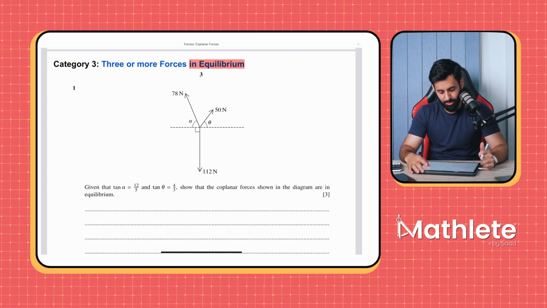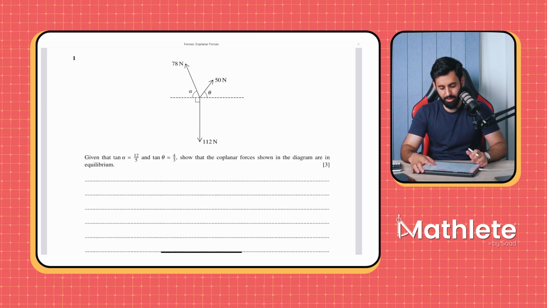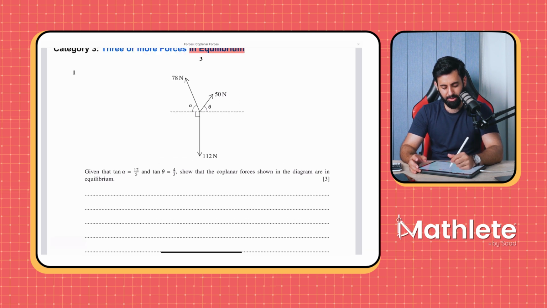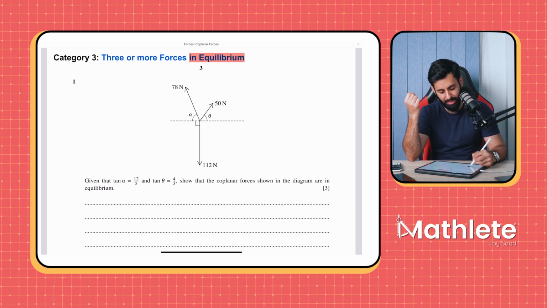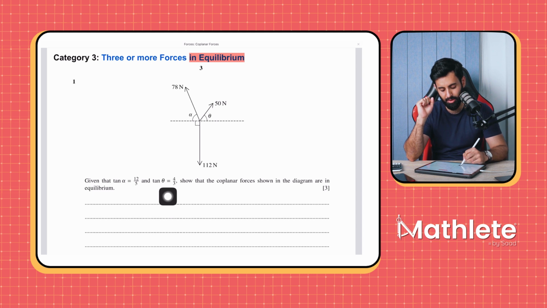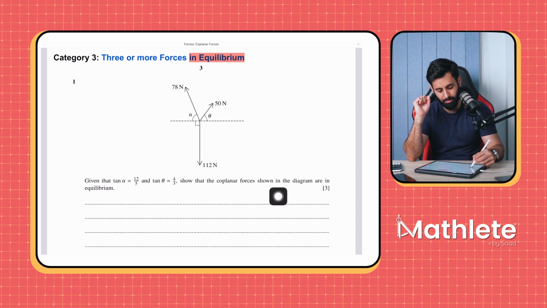Okay, so this is from May, June 2019, paper 4, variant 1. I don't know if I mentioned that already, but let's get straight into it. So it says here, first let's read the entire question. Given that tan alpha equals 12 upon 5, tan theta equals 4 upon 3, show that the coplanar forces shown in the diagram are in equilibrium.